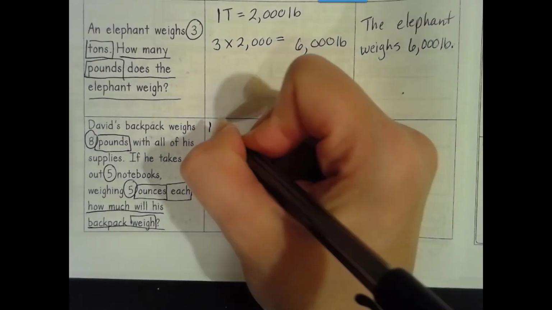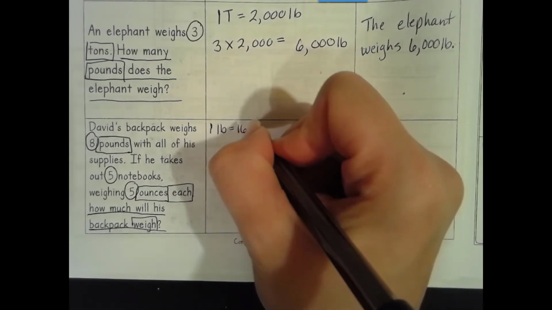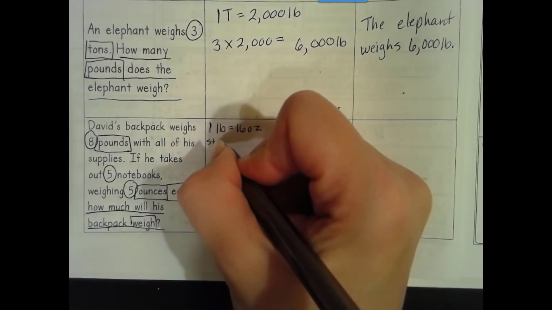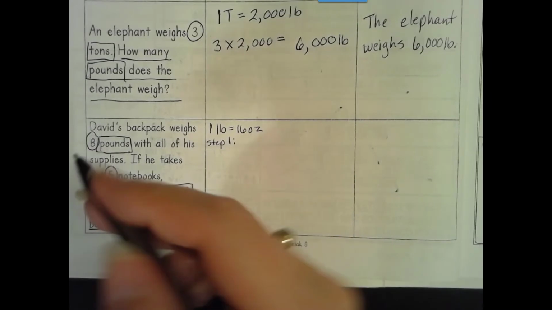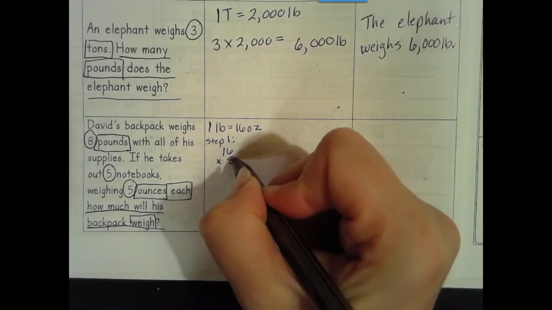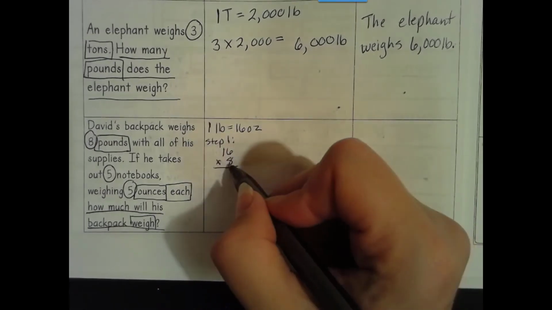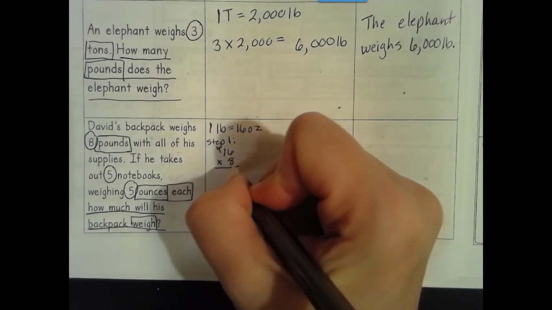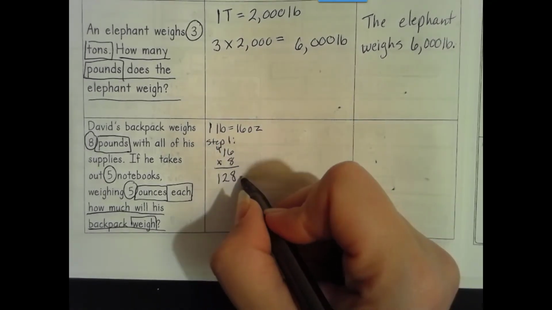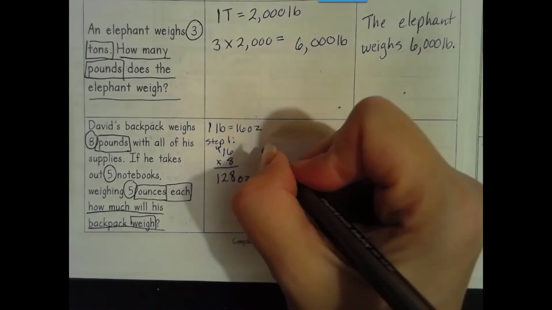So 1 pound is 16 ounces. So my step 1, I'm going to convert those 8 pounds to ounces. So I need to multiply the two, so I have the same units. And right now we're converting to smaller units. 8 times 6 is 48. 8 times 10 is 80, plus 40 more is 120. So this is what the backpack weighs in ounces: 128 ounces. So that's how much the backpack weighs.